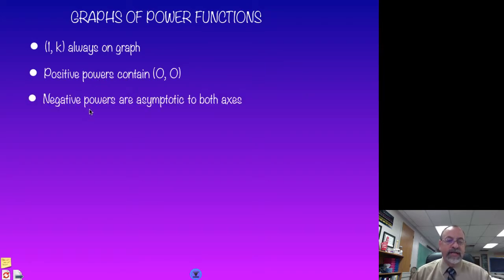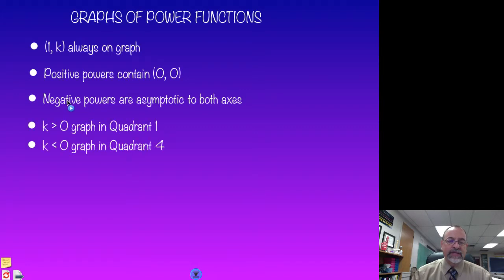If the power is negative, then you're going to have asymptotes, because a negative power, in order to make it positive, is going to move down into the denominator. So then you're going to create domain restrictions, which are also going to create range restrictions. So if you have a negative power, then you're going to have an asymptote at x equals 0 and y equals 0, so the graph is going to be asymptotic to both axes. And again, we'll look at that. Again, if the k value is greater than 0, because (1,k) is going to be on the graph, we're obviously going to be in quadrant 1.